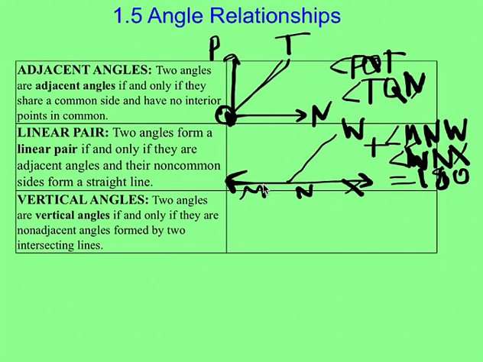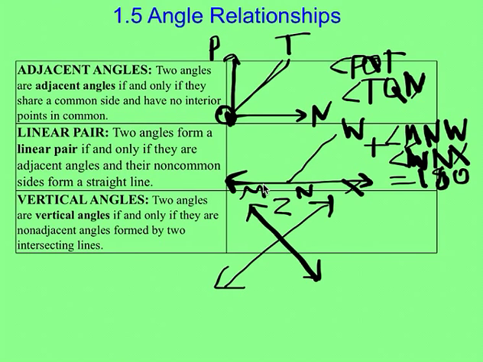Let's take a look at vertical angles. What makes up a vertical angle? Two angles are vertical angles if and only if they are non-adjacent angles. That means they don't share a common side, and they're formed by two intersecting lines.